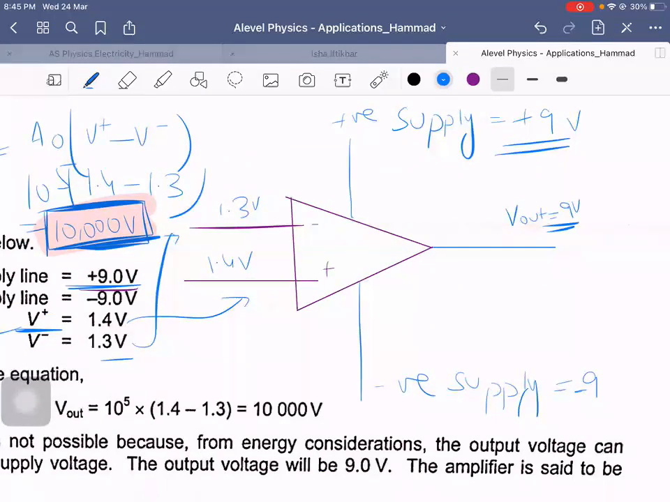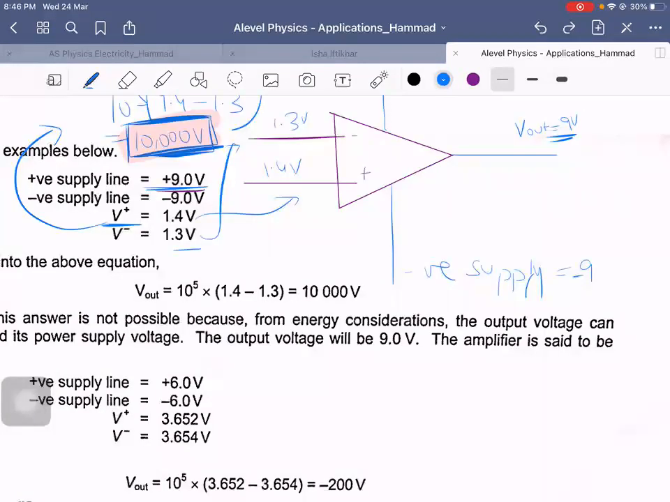My only point is, had the supply line been 6 volts and the output voltage was coming out to be greater than 6 volts, the amplifier would have saturated it at 6 volts. Let's say my output voltage was coming around 5 volts, which is a smaller value than this supply line. So it wouldn't have been saturated.